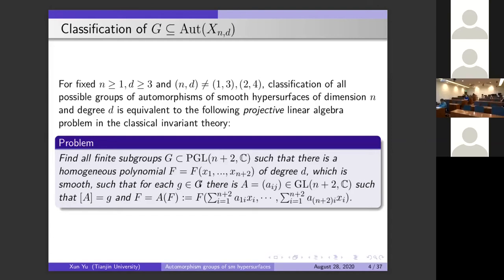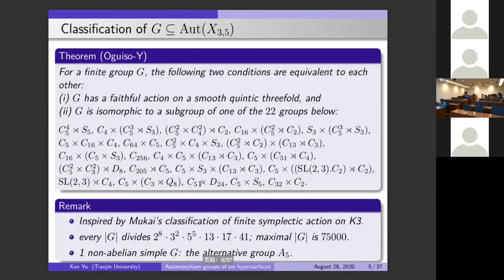So the main result today is the following. For automorphism groups of quintic threefolds, if a finite group G acts on some smooth quintic threefold, then it is a subgroup of one of the 22 groups listed here. We also provide the generators of those 22 groups, and we also give the explicit hypersurface on which each acts.